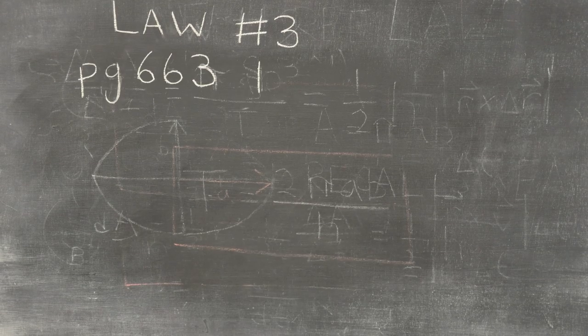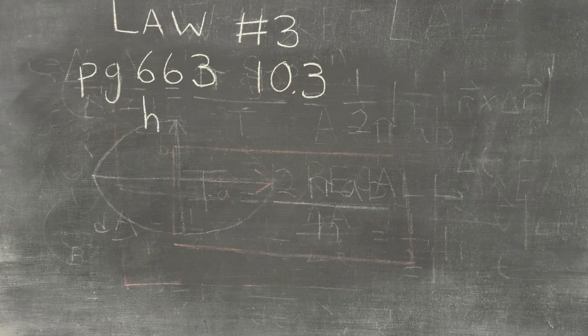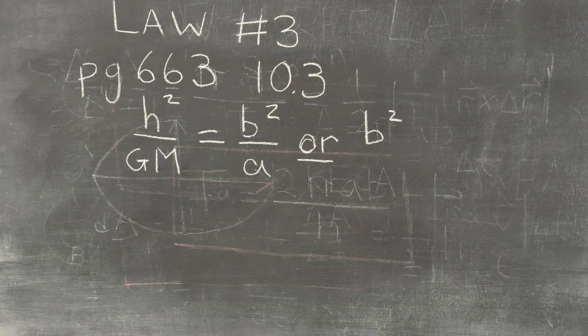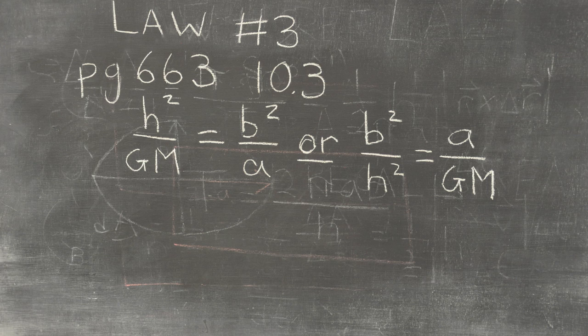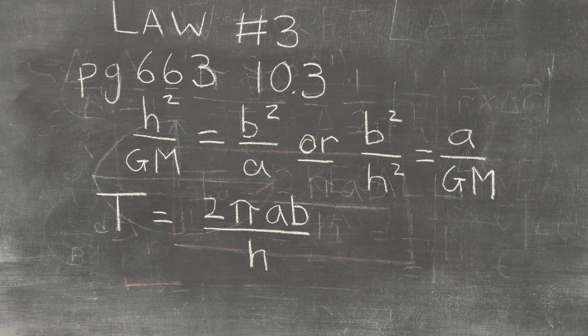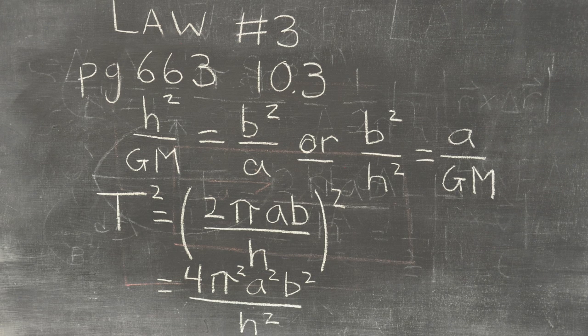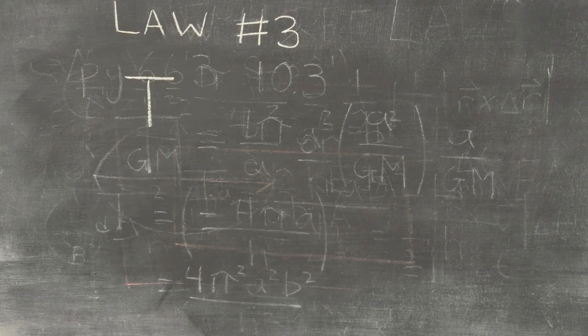The next part of this proof relies on expressions found on page 663 of Stewart's Calculus, Early Transcendentals, and some simple algebra. Specifically, we will be using expressions which show that h squared over GM, the gravitational constant, is equal to b squared over a. Rearranging that, we get that b squared over h squared is equal to a over GM. If we look back to our earlier expression that the period is equal to 2 pi ab over h and square both sides, we are left with 4 pi squared a squared b squared all over h squared. But now we have a b squared over an h squared, and we can sub in a over GM.